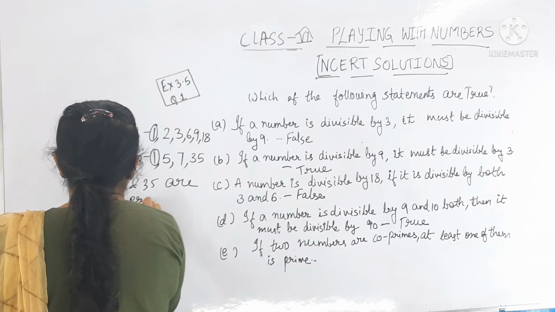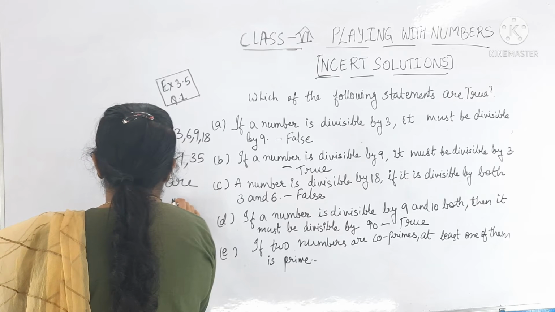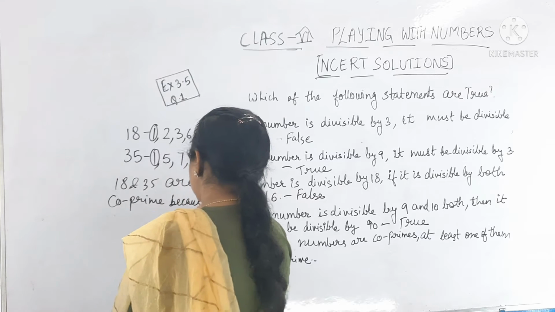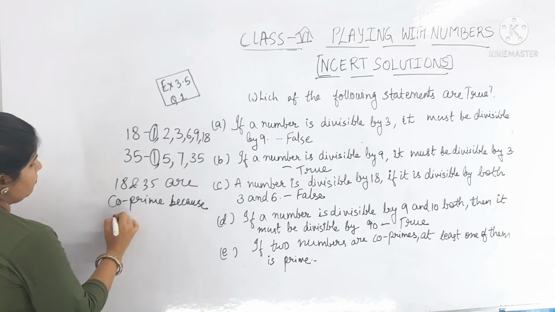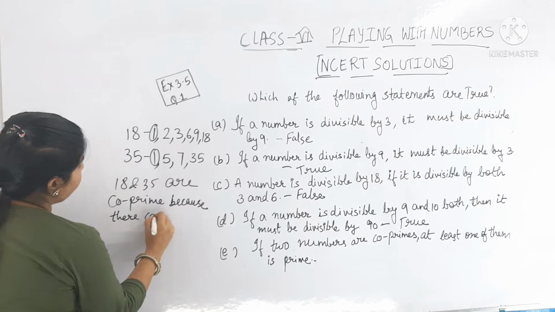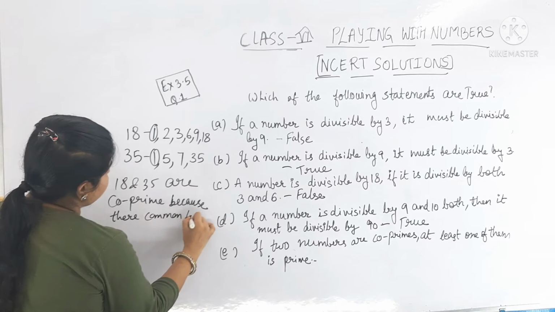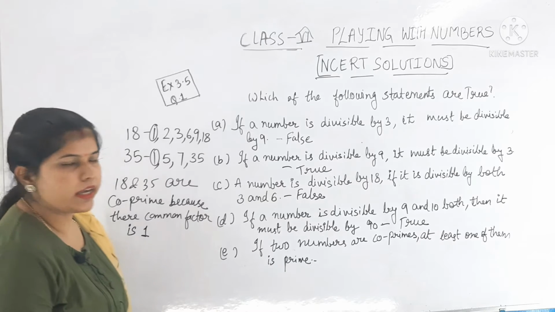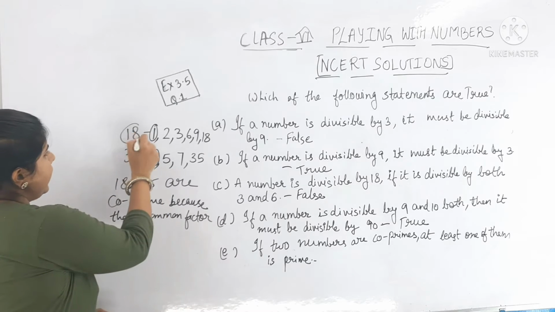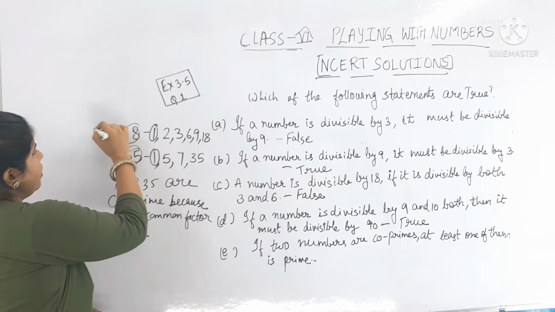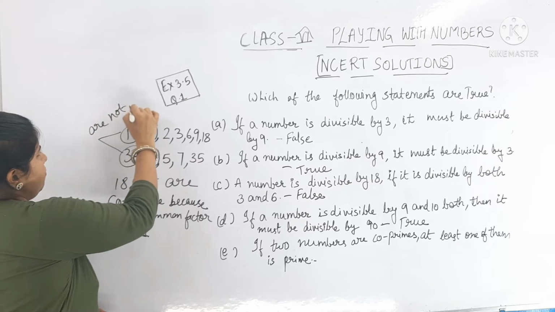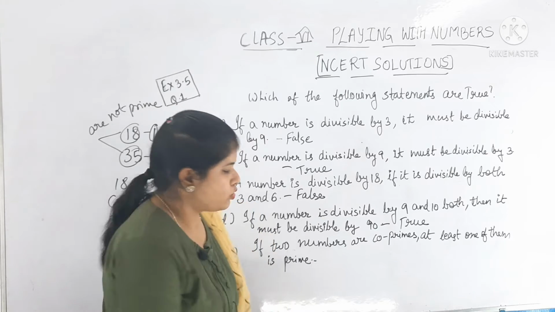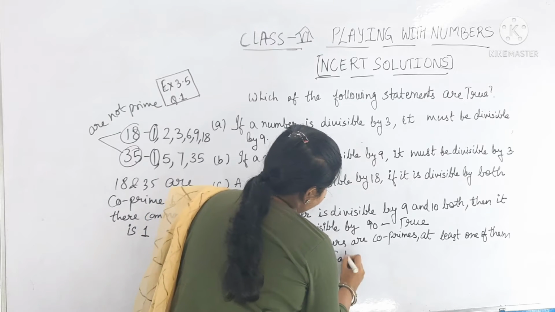Then only 18 and 35 are co-prime, because their common factor is 1. Here you can see that 18 and 35 are not prime. So it is not essential that at least one of them is prime. So this statement is false.